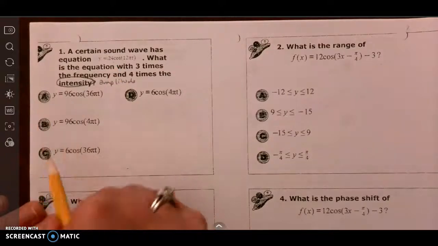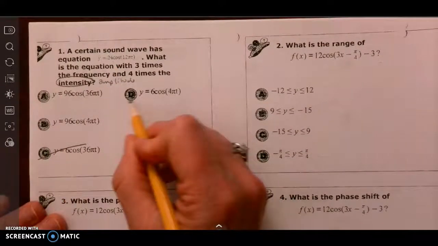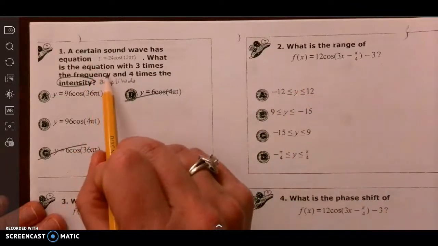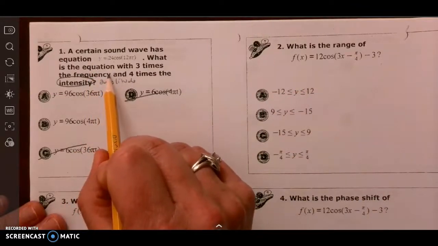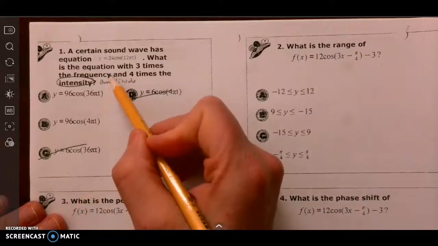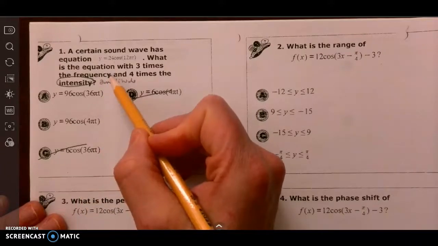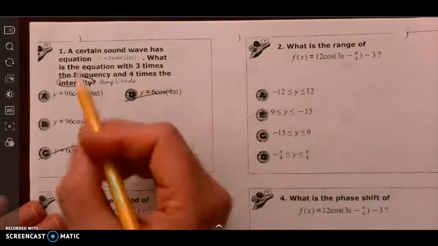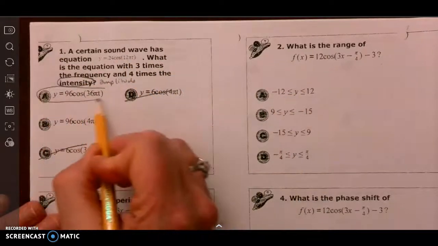So it's got to either be A or B, so it's not C or D. And 3 times the frequency. I would think then that I would divide by 3, but since frequency is the reciprocal of the period, it then becomes that we actually multiply by 3. So 12 times 3 is 36. So the correct answer is A.